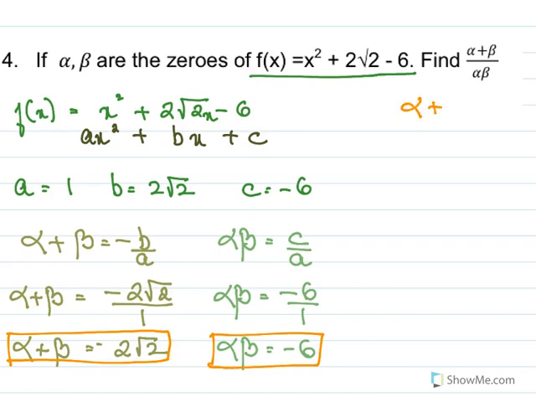So we need to find the value of alpha plus beta over alpha beta. Now alpha plus beta we saw is 2 root 6, and alpha beta is minus 6. This is, let's do it again. Alpha plus beta is minus 2 root 2. Alpha beta is minus 6. So when you divide, it is just 2 root 2, not minus. So when you divide this, you have root 2 over 3. So this is your answer.